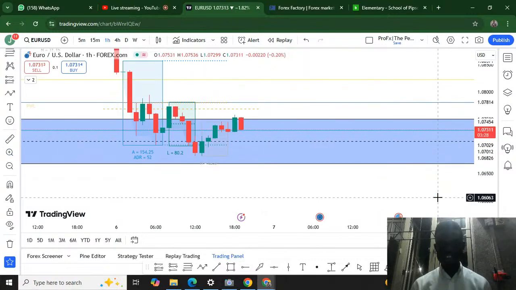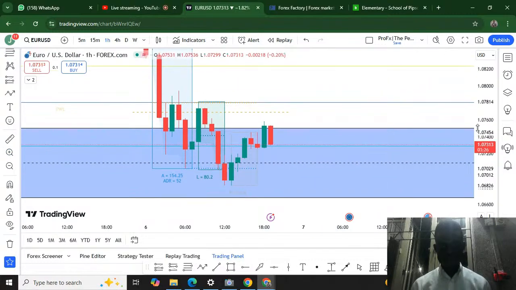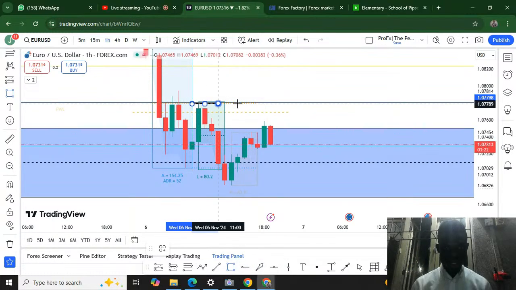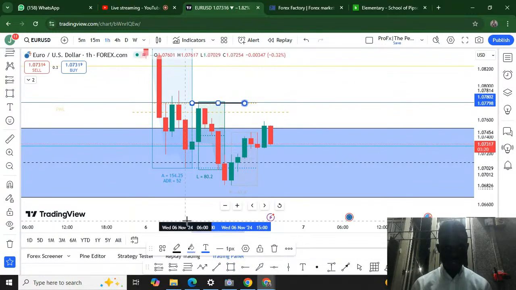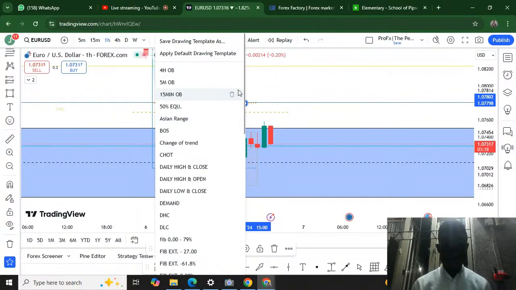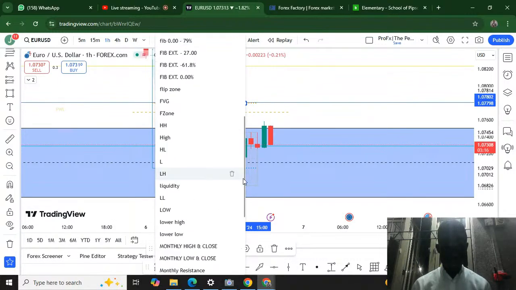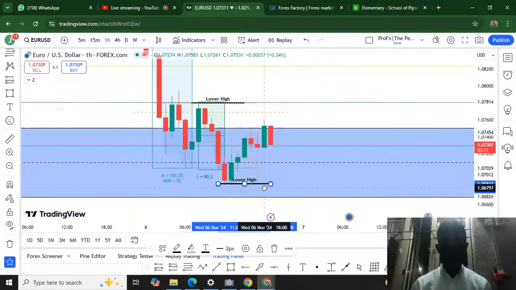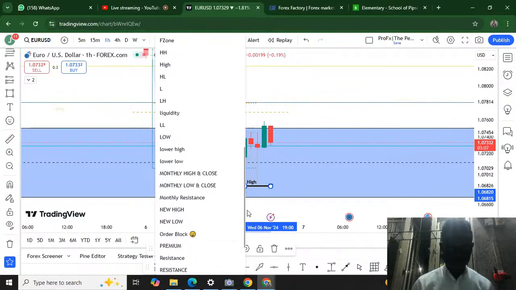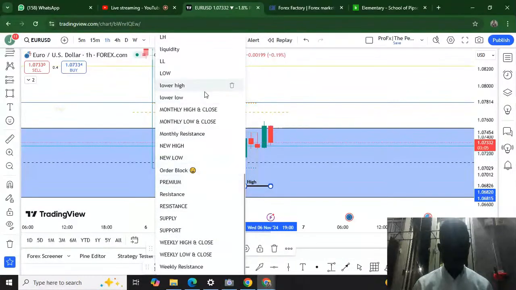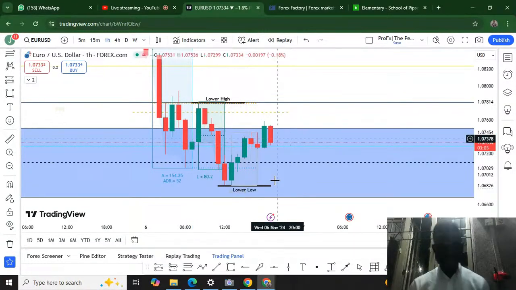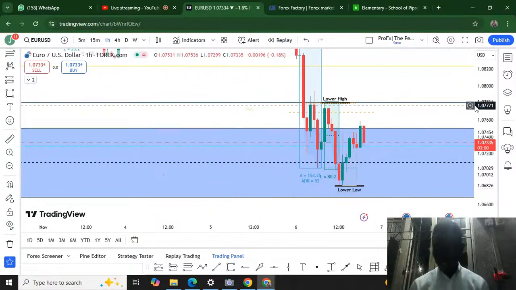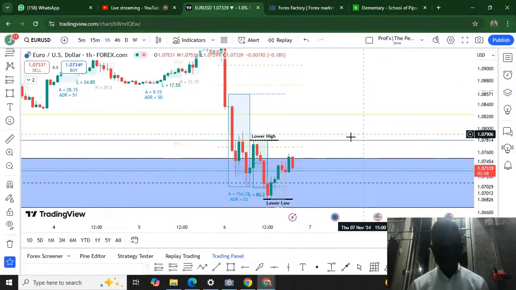So let's mark our structure on 1 hour so we can know our change of trend. This is lower high and lower low. Lower high and what? Lower low. So what do we expect as a change of trend for 1 hour?